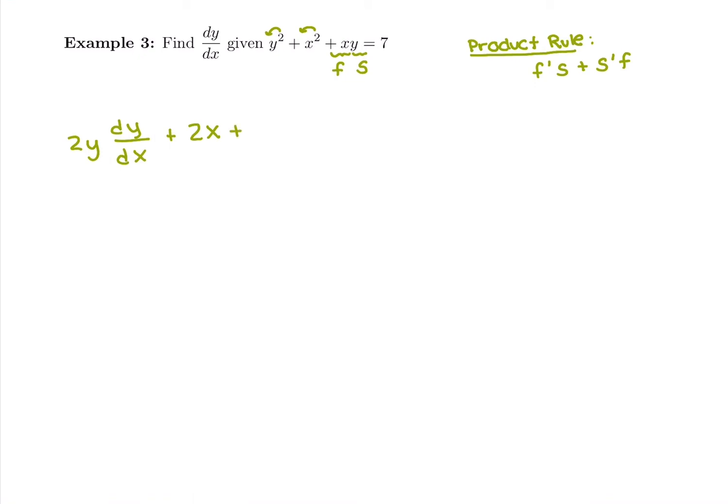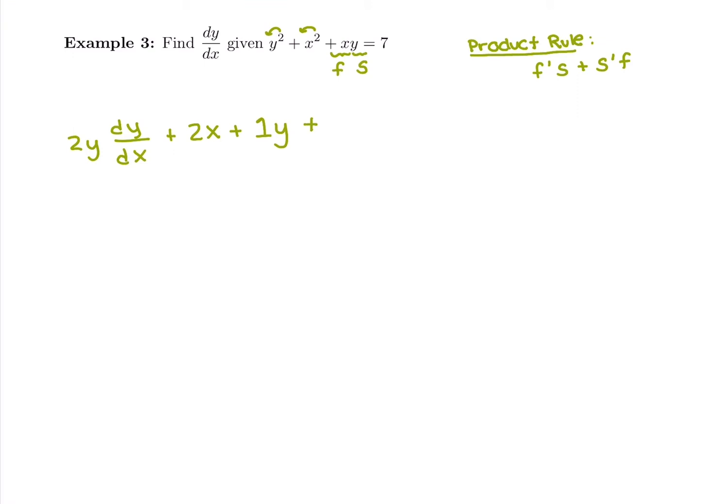Plus, now I'm ready for my product rule. I have the derivative of the first factor to do first. So derivative of 1x is just 1. We did not take the derivative of a y term, so we are not going to put a dy dx on this. Derivative of 1x is 1. And that's the derivative of the first that gets multiplied by the original second, which is y. Product is plus. We did the derivative of the first times the original second, plus now the derivative of the second factor.